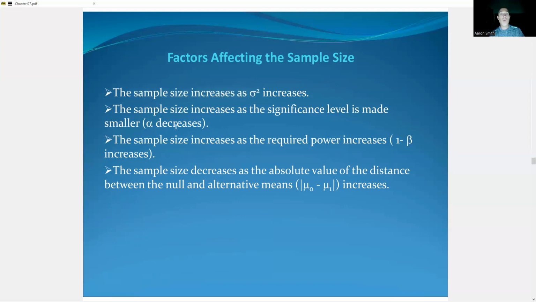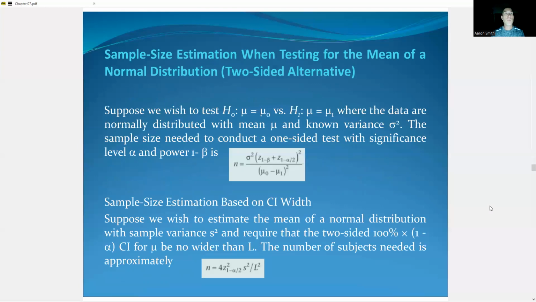So if I want more power. So remember, alpha and beta address the likelihood of making a mistake. If I want to avoid a mistake, I can increase the sample size. The sample size decreases as the absolute value of the distance between the null and the alternative increases. So if mu 0 and mu 1 are far apart, I need less data to distinguish between them. If they're close together, I need more data to detect the difference with my data.